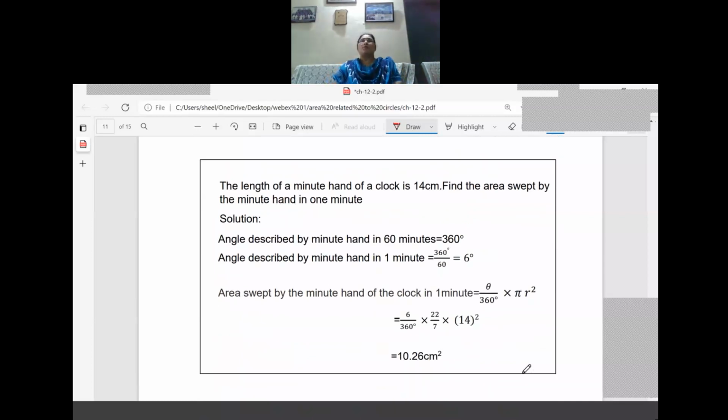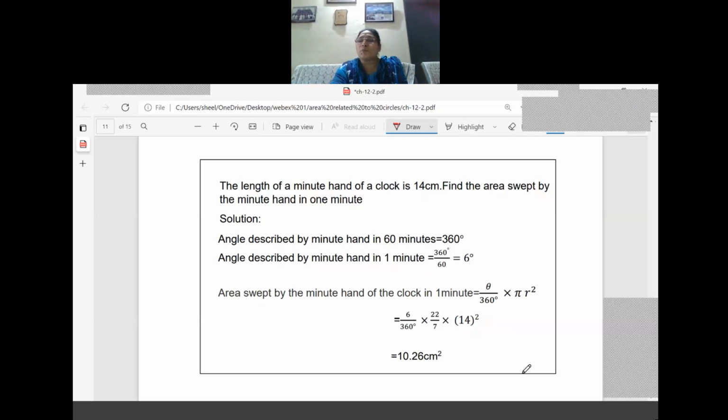The length of the minute hand of a clock is 14 centimeter. Find the area swept by the minute hand in 1 minute. See the question. There is no central angle given to you. Understood? So based on our previous idea, we have to find out what is the central angle.